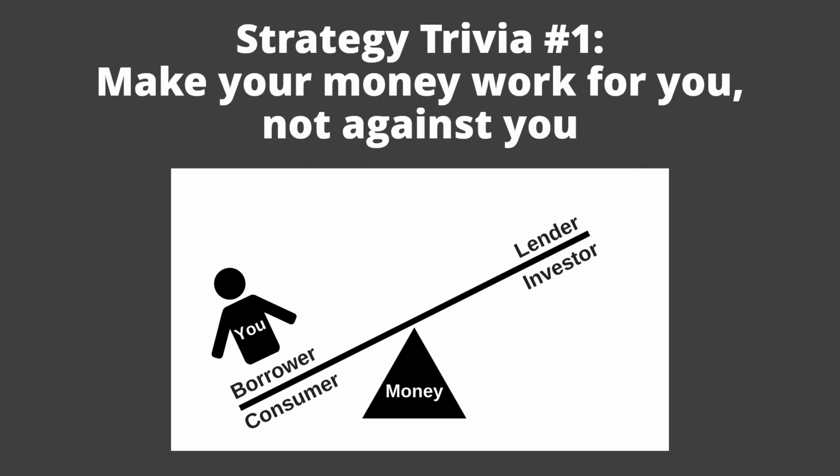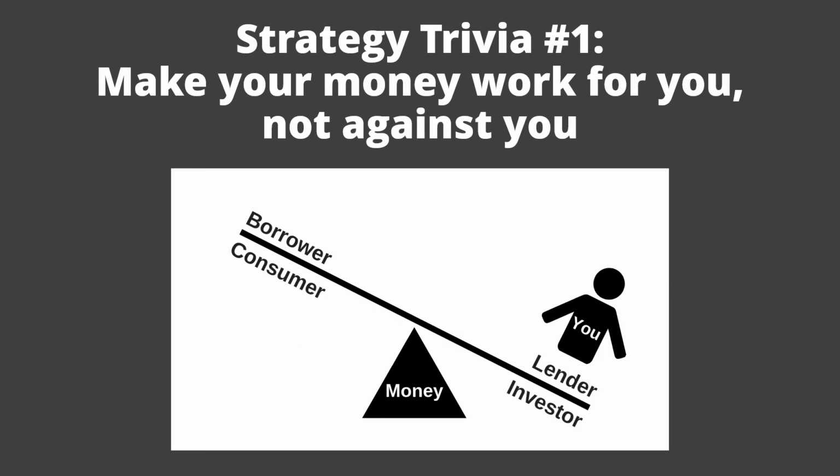So when you're borrowing money, you're being charged interest on the money that you're borrowing, and your money is working against you. When you're investing, your money is out there gaining interest. Money is working for you. You're getting passive income without even doing work, and it's working for you and going in your favor. So the strategy takeaway here is that you want your money to work for you, not against you.